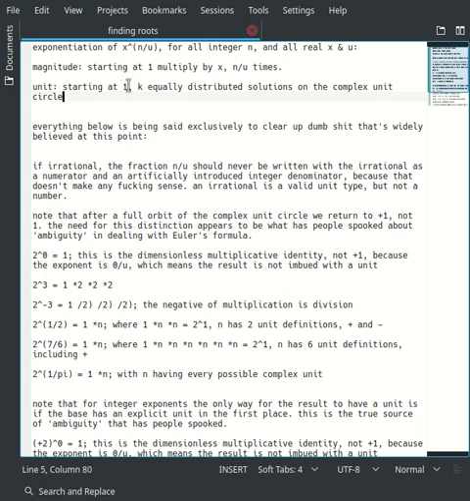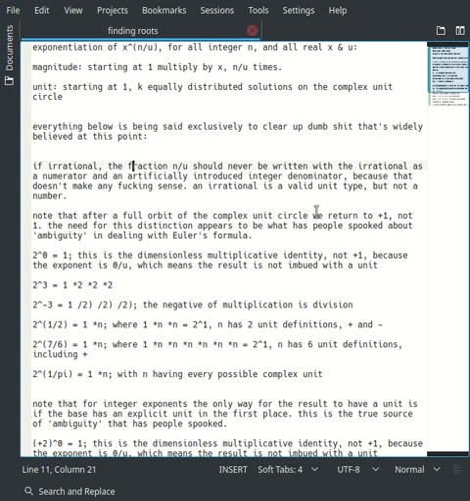So, yeah, okay. Anyway, so everything below this point is being said exclusively to clear up dumb stuff that's widely believed at this point, as far as I can tell. If irrational, the fraction n on u should never be written with the irrational as a numerator and an artificially introduced integer denominator. Okay, this should be how fractions are always done, because that doesn't make any sense.